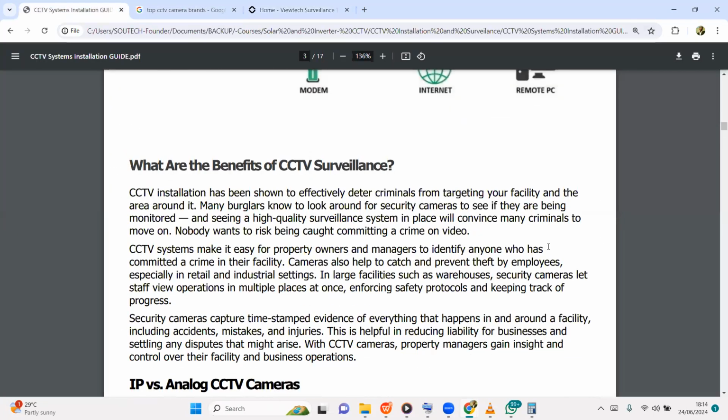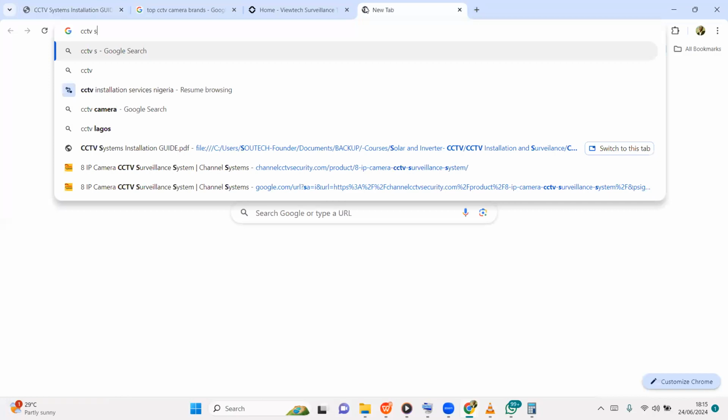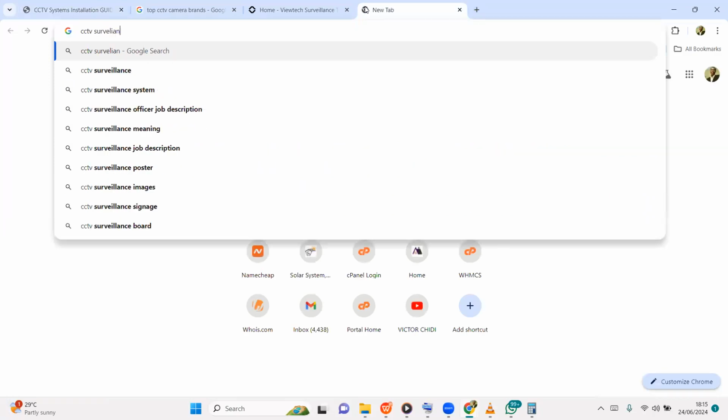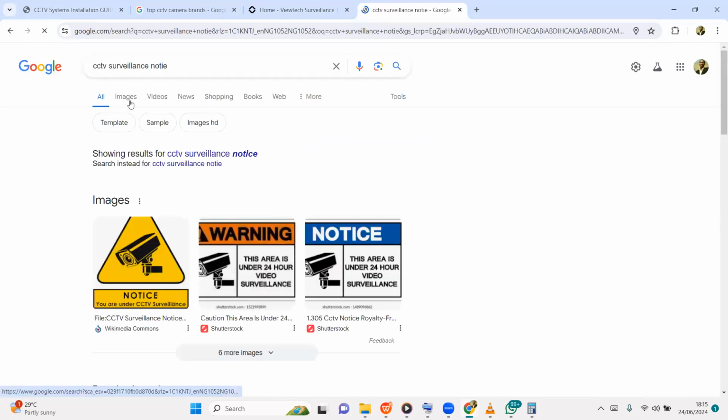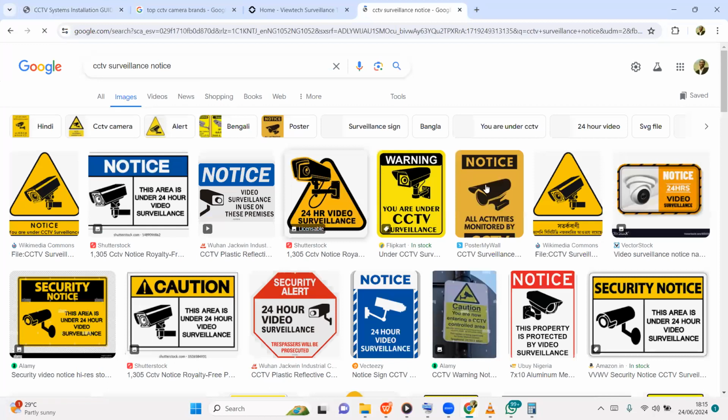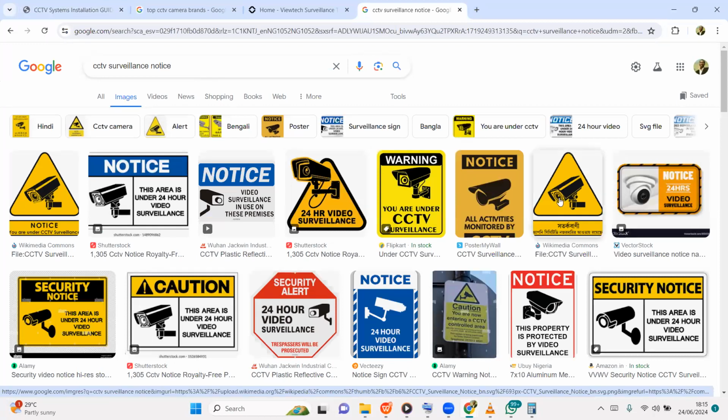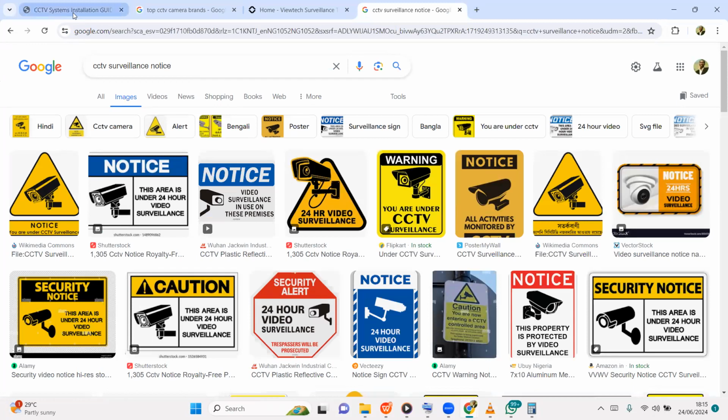Okay, so now we all know the benefits of CCTV cameras. If you want to deter criminals, at times in some buildings you will see where they put a notice saying this place is under CCTV surveillance. In some part of a building, they say, warning, this place is under 24-hour CCTV surveillance. If you have this in your building, it's going to deter criminals. Criminals will know that, oh, we are being watched. So that's one of the good things.